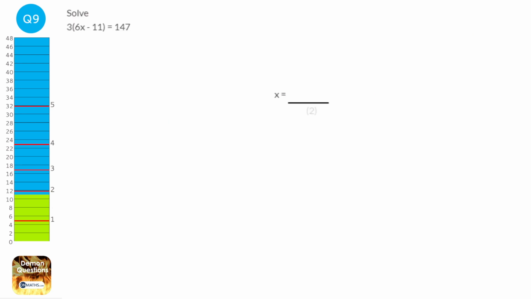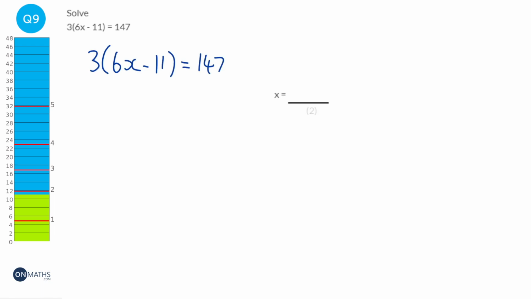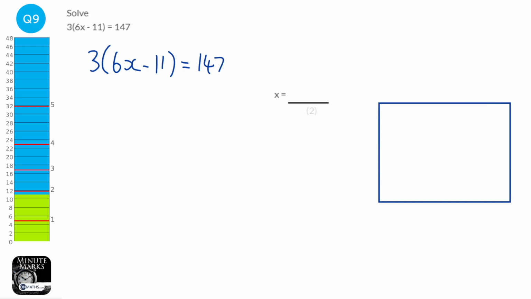With this question, I'm just going to write it out a bit bigger so we can see what we're doing. One of my rules is if you've ever got a fraction or a set of brackets in a question you're trying to solve, always get rid of those first. So I'm going to do myself a little grid to solve these brackets. We've got a 3 there, 6x and minus 11, and we're timesing them. We're just going to multiply out the brackets. If you've got a different technique to do this, that's absolutely fine, use that.